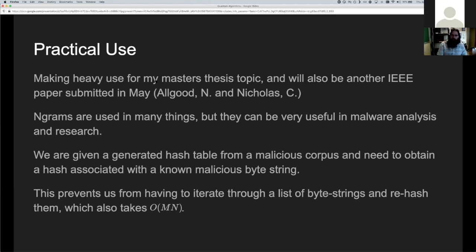So the idea here for the research is, we have some generated hash table from a malicious corpus, and we needed to get the actual hash of the byte string. So we know some byte string has some malicious properties, and we want to get the actual hash of it, because that could be useful information to a malware analyst for comparison or any other reason. A common thing is, if it's one or two hashes, they'll just go and rehash it through whatever algorithm they want. That's fine. But if you have a whole list of things, the asymptotics: you have M for the amount of characters you're trying to hash, then you have N for everything in the list.